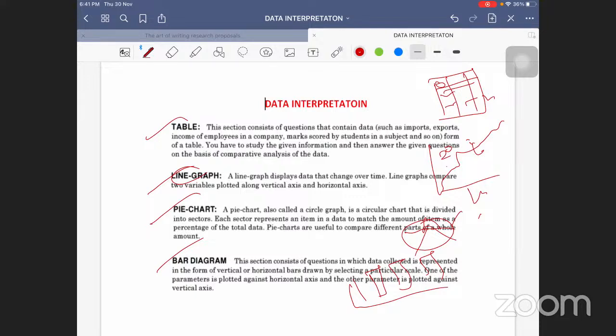I analyzed the last sessions: January, May, June, December 2022, and the sessions of 2021, around 71 question papers. Mostly they ask questions in table form, but the data is taken from pie charts and line charts. So we will look at them one by one.